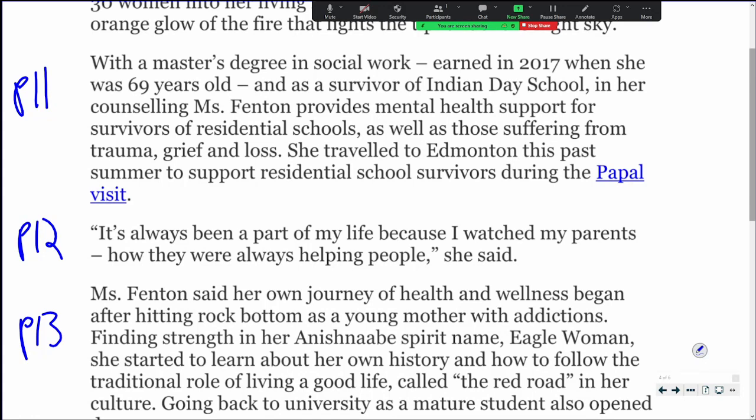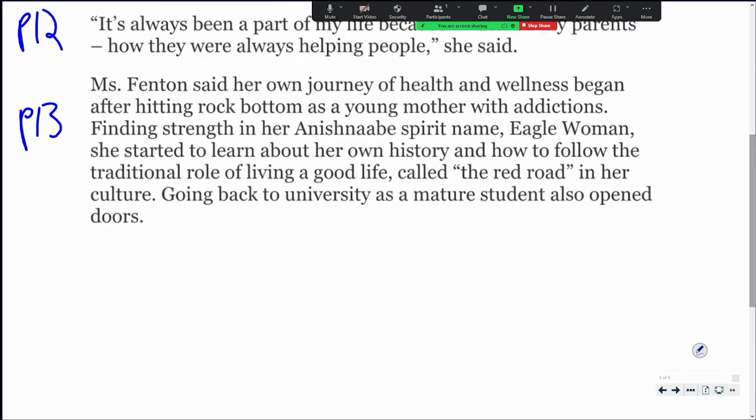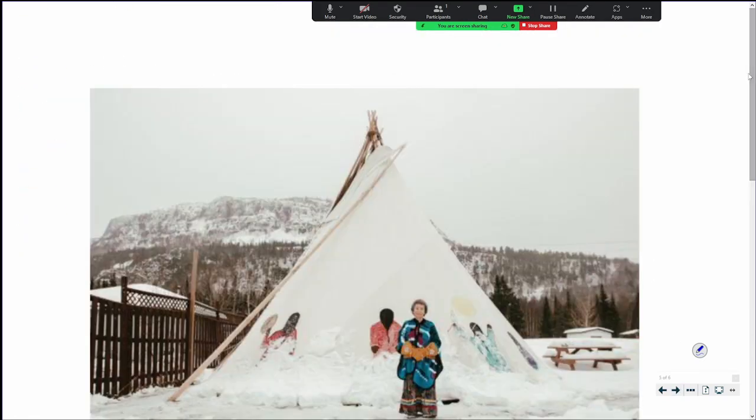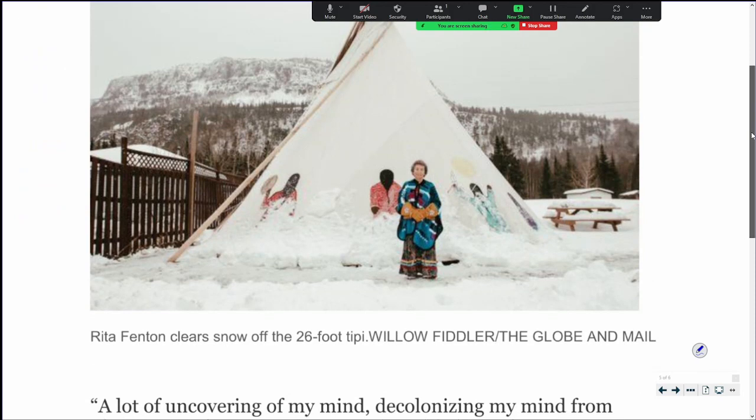Miss Fenton said her own journey of health and wellness began after hitting rock bottom as a young mother with addictions. Finding strength in her Anishinaabe spirit name, Eagle Woman, she started to learn about her own history and how to follow the traditional role of living a good life called the Red Road in her culture. Going back to university as a mature student also opened doors. And there's a lovely image of Rita Fenton sitting outside of her teepee, clearing snow off of it.